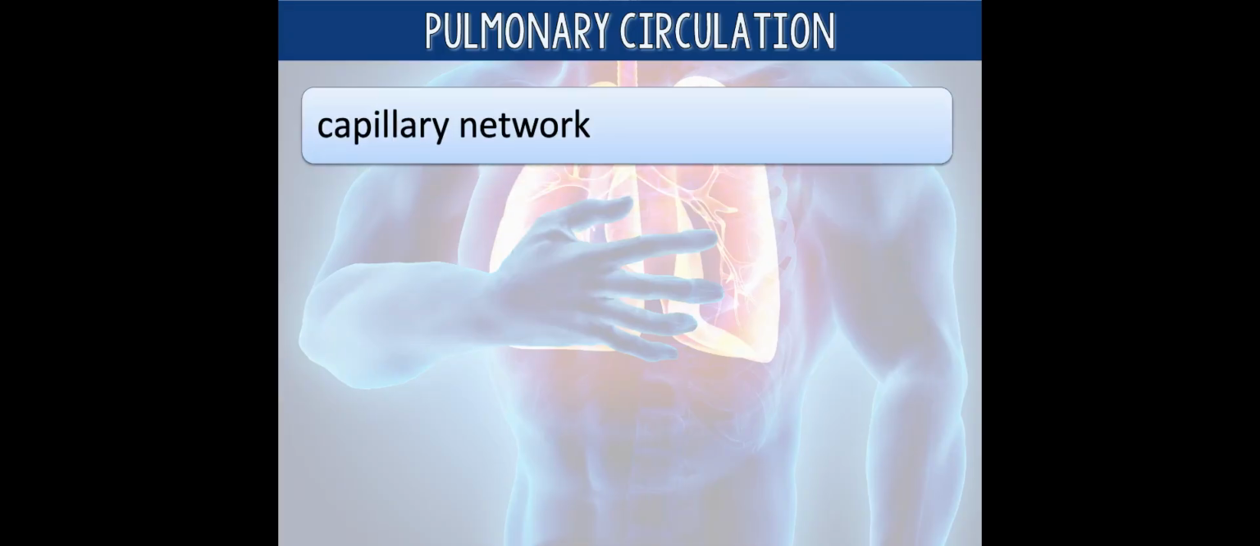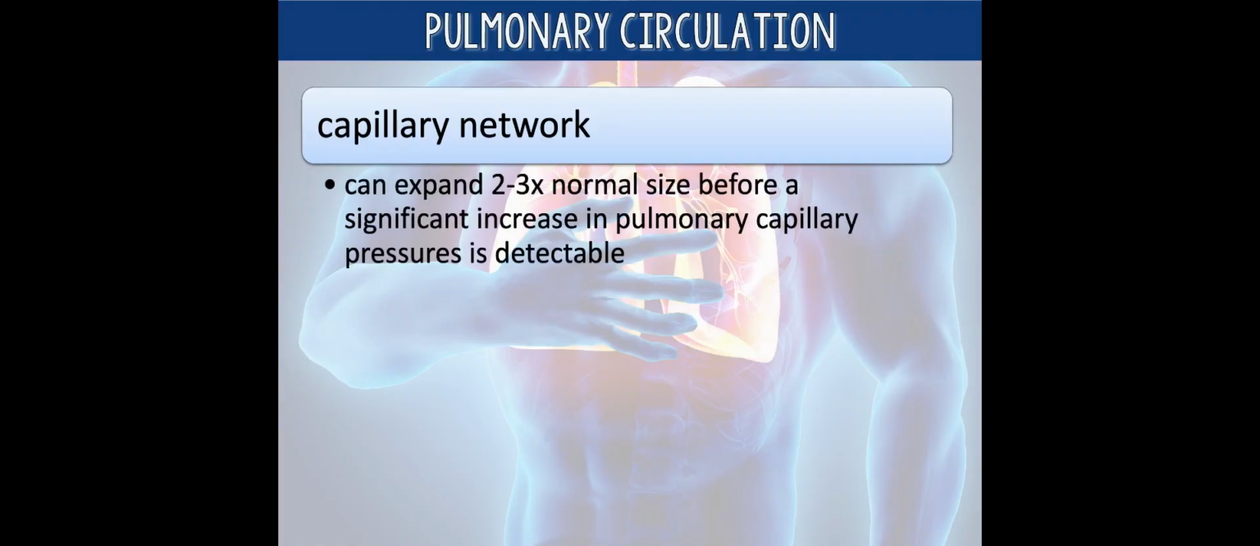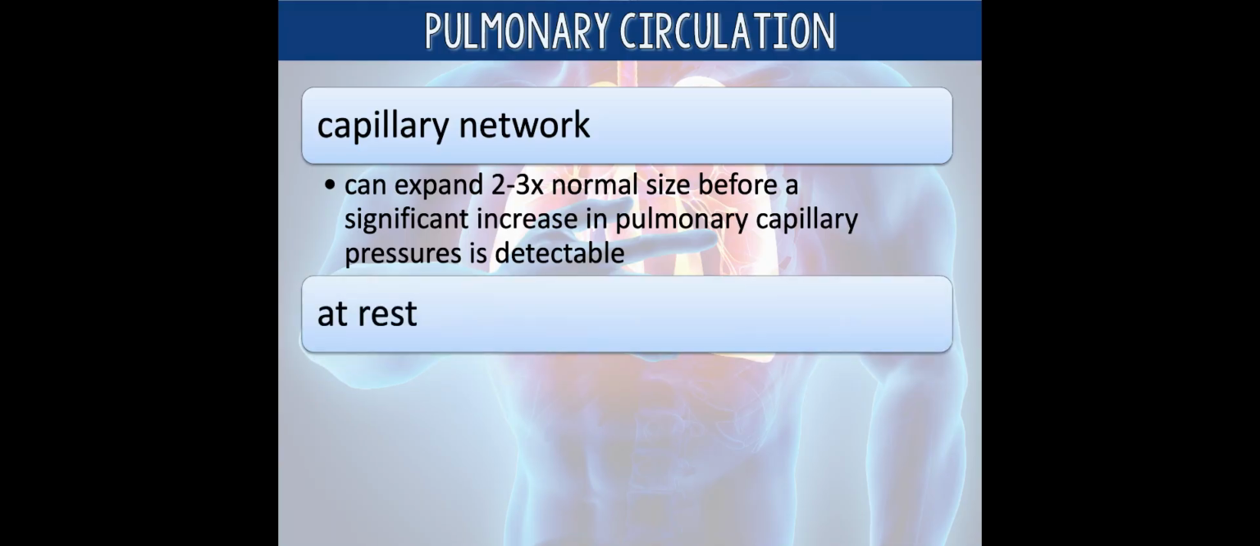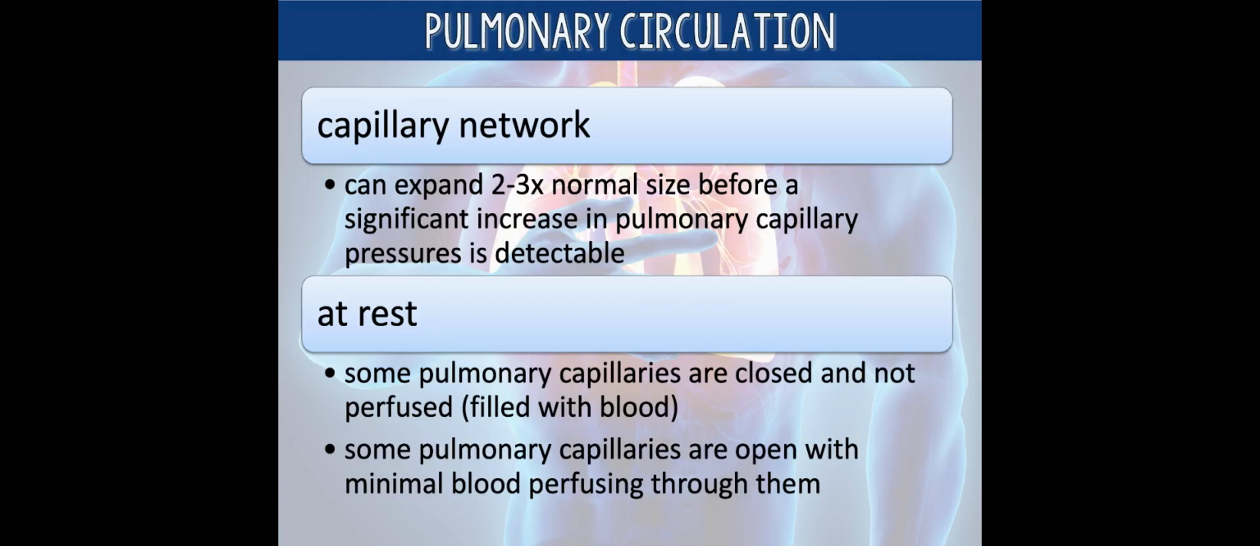Okay, let's talk about the capillary network in your lungs. The capillary network is a low pressure system that can expand 2 to 3 times the normal size before any significant increase in pulmonary capillary pressures is detectable. And normally, while you're at rest, some of your pulmonary capillaries are closed and are not perfusing. And some of your pulmonary capillaries are open with minimal blood going through them.